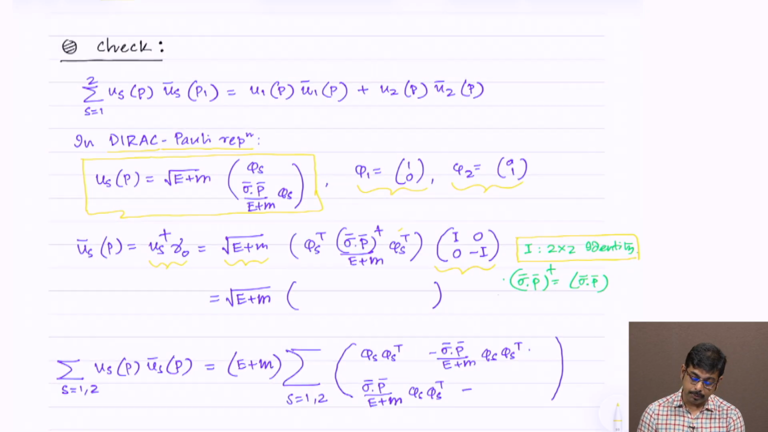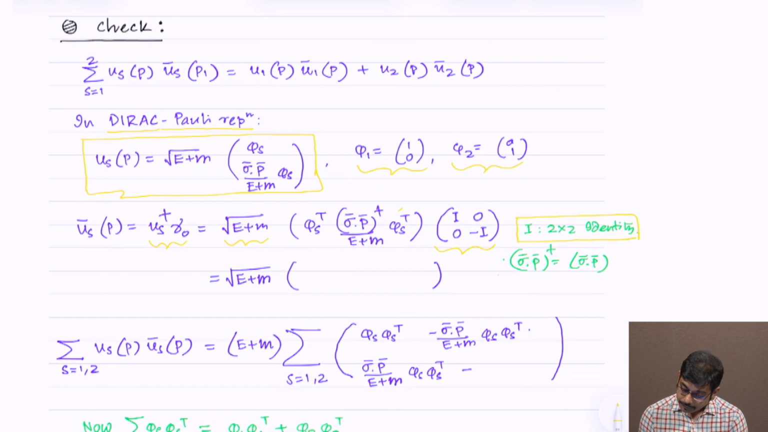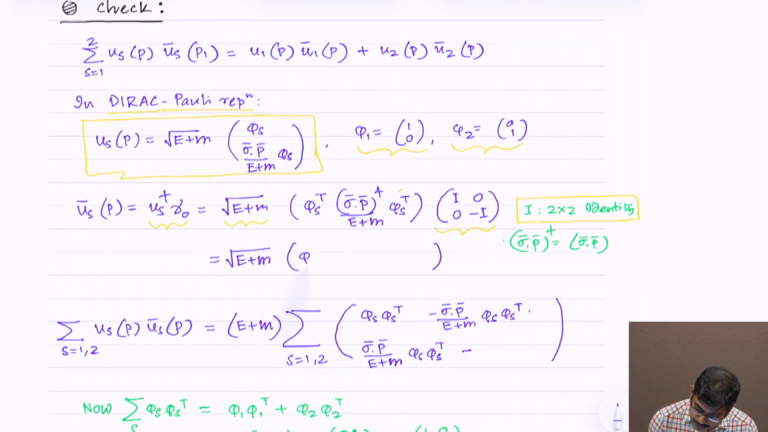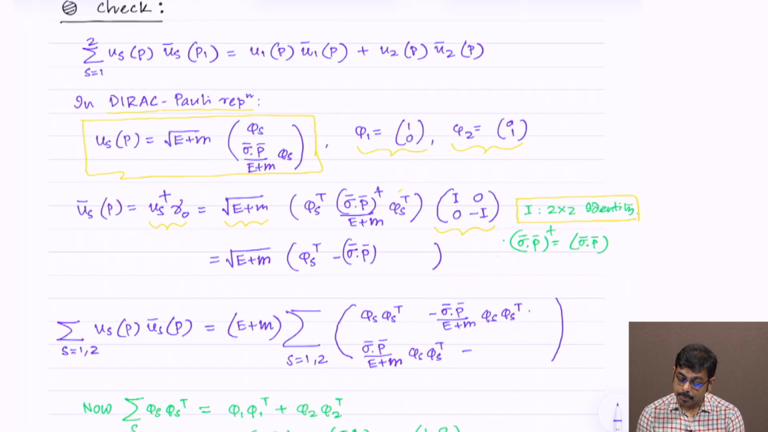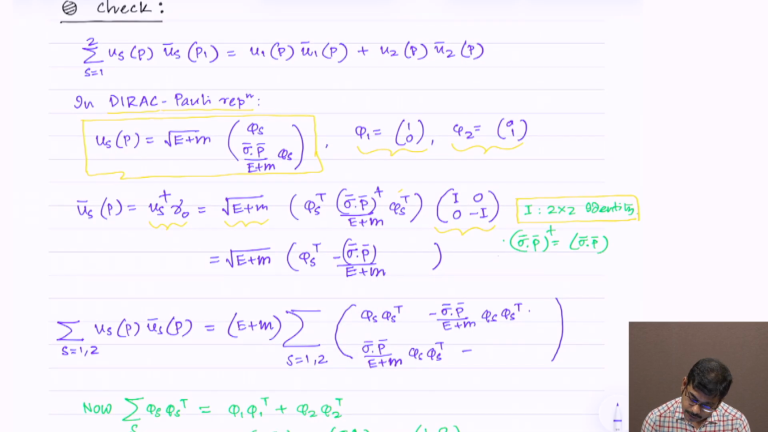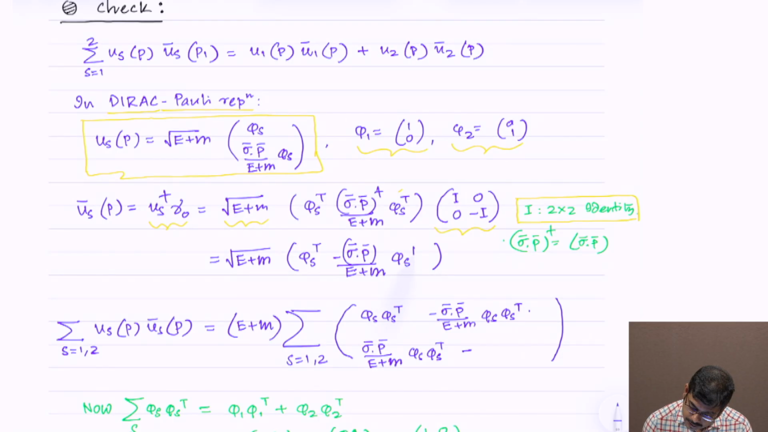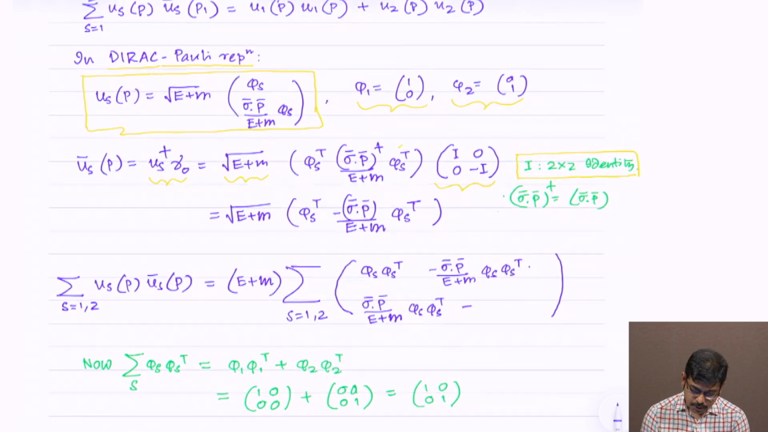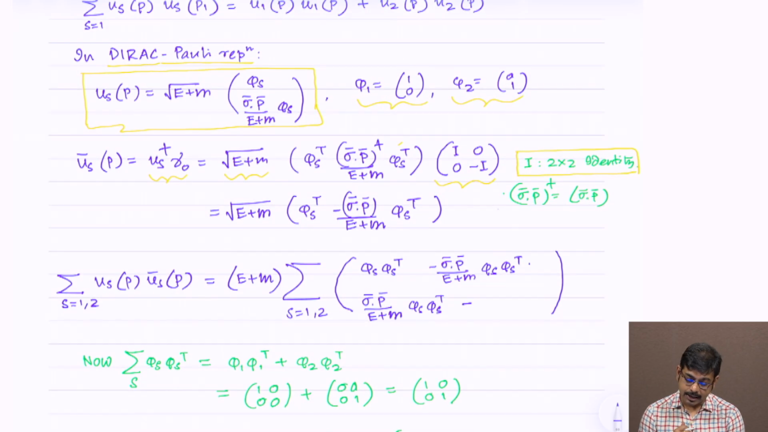So, this is what we have already seen. Now, if you do this matrix multiplication, how exactly will it come? This will become phi_s transpose, and the second term will give you minus sigma dot P. Now, the point is sigma dot P dagger is actually sigma dot P. So, this will be minus sigma dot P by E plus M phi_s transpose, right. So, we have U_s bar(P). Let us now try to do this multiplication U_s(P) U_s bar(P).